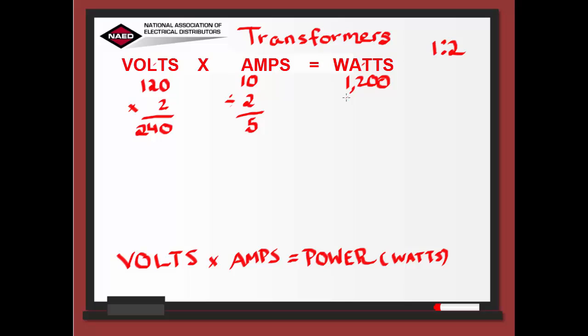Now let's test our answer to see if the totals equal the same. 120 volts times 10 amps equals 1200 watts. 240 volts times 5 amps equals 1200 watts. And there you go. This is a simple example of what transformers are and how they work.